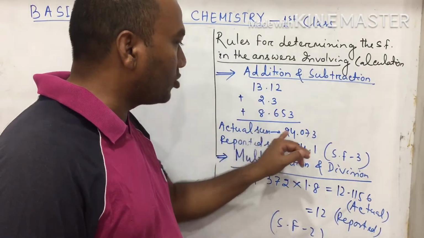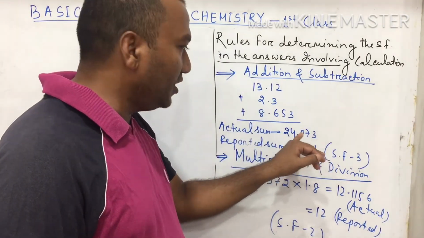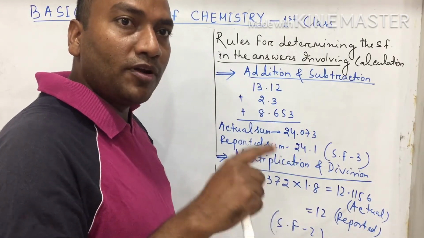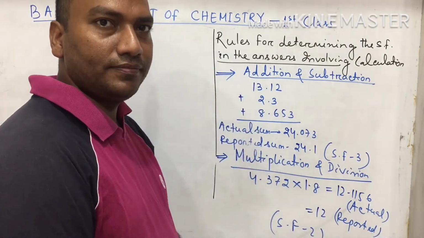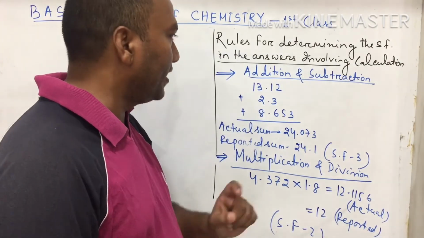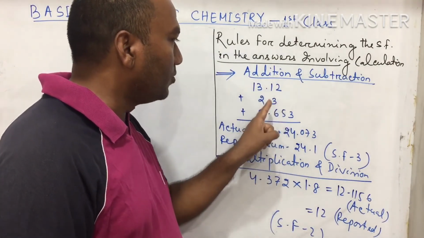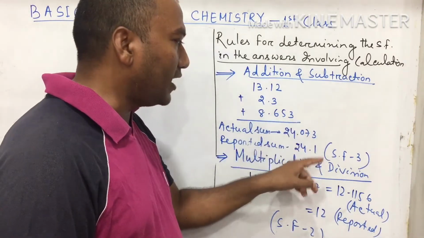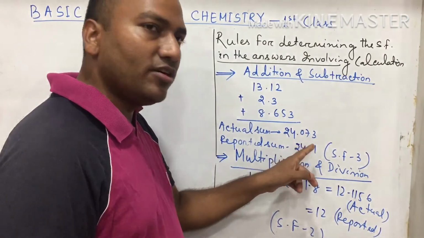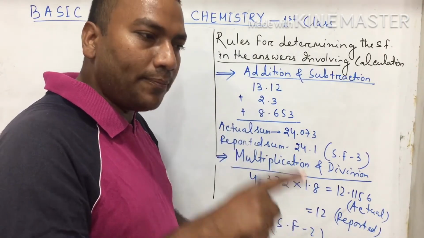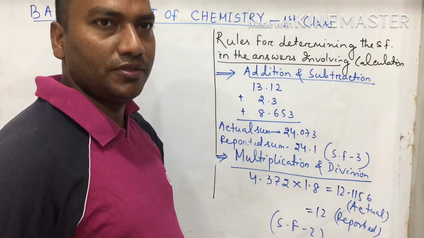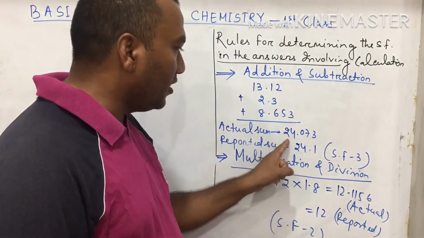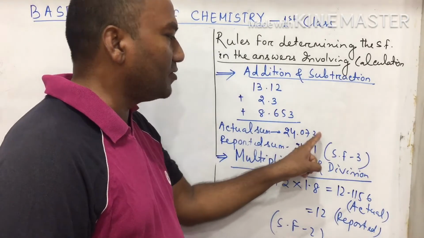So whatever our actual sum comes out to be, we have to round it to 1 digit after the decimal point. Got the idea? Again, after the decimal point 2, after the decimal point 1, after the decimal point 3. Whatever answer comes, you have to round it to 1 digit after the decimal point. This is the actual rule. So here the actual sum is 24.073.